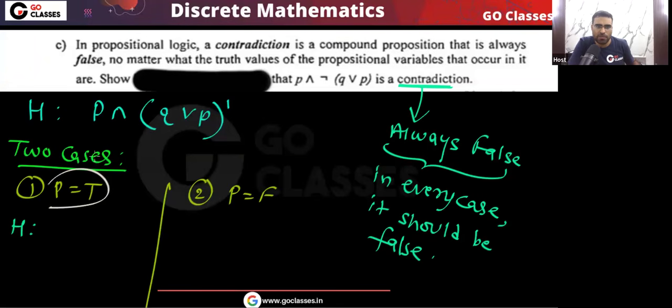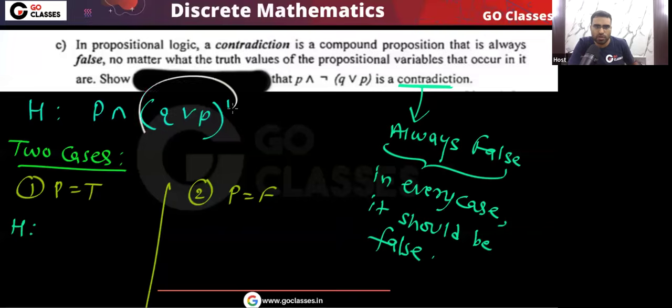Yes or no? Anything or true, that will be true. So Q or true, that will be true. Now you can see, when I take P equal to true, then this P or Q will become true. And what is the negation of true? Negation of true will be false. So this will be false.